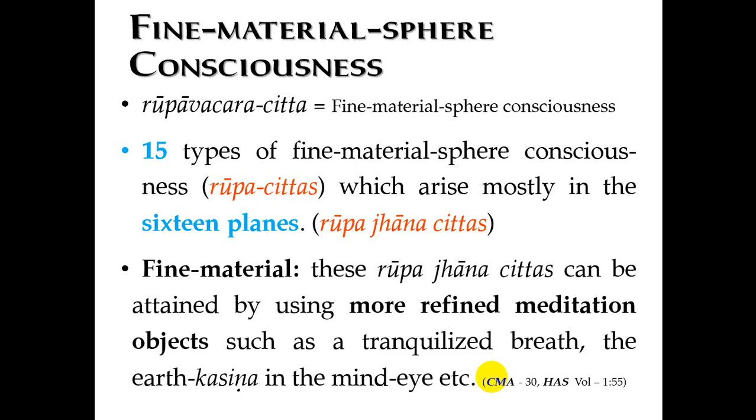So I want to explain why we use the term fine material. When you want to attain these rūpa jhānas, you have to meditate using one meditation object. Suppose you are meditating using the in-breath and out-breath. At the beginning, when you are breathing in and breathing out, it is too obvious. You have to make a lot of effort. That in-breath and out-breath is gross, or rough. It is obvious.